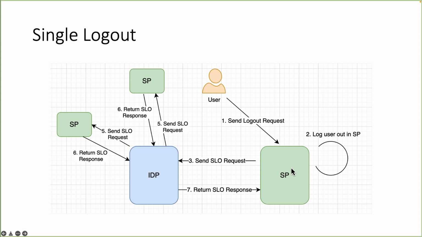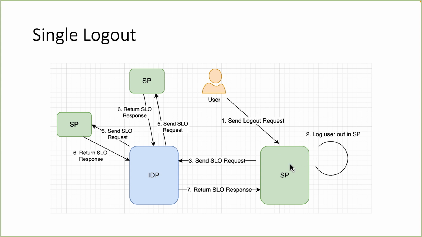Then the SP will think, okay, I need to do a single logout in this case, so that the user can log out from all the applications or SPs that he has been logged in to via the SAML SSO. So this SP will first log out the user. Not always the case, but usually the SP will log out the user first to kill its own application session. It depends on how the application fulfills that single logout workflow.